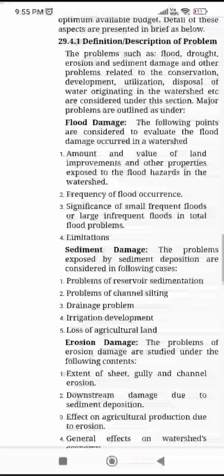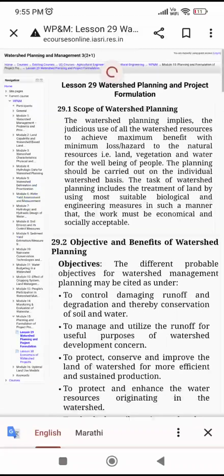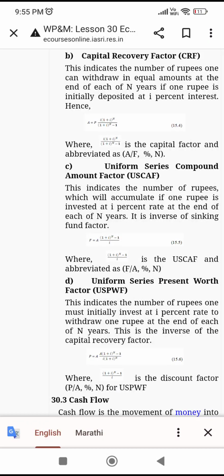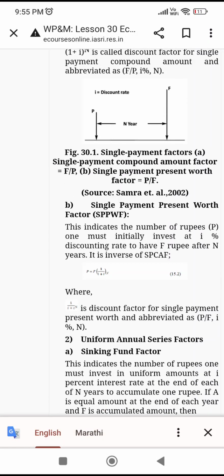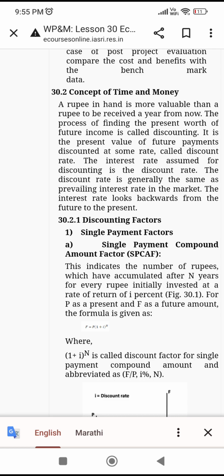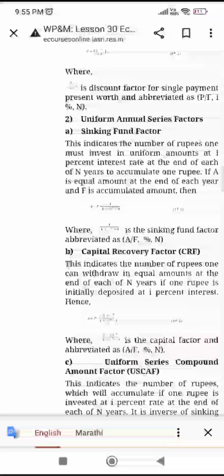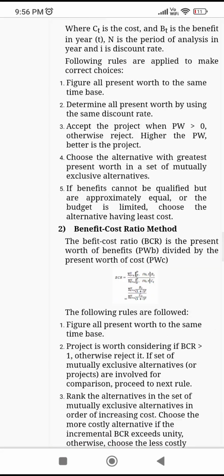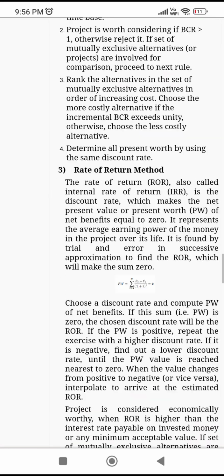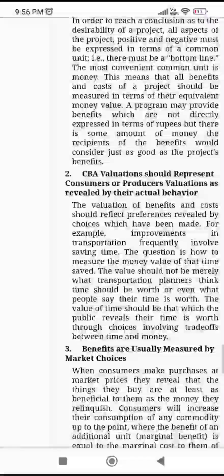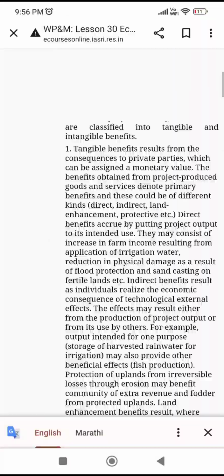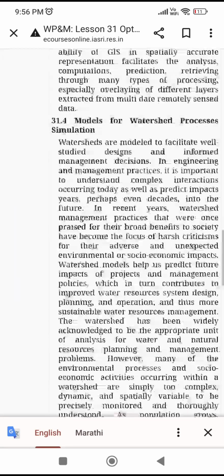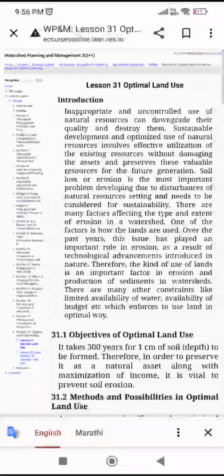Then what are the benefits? In this case there is no point to prepare questions from this. Here discounting factors, just go through this. Capital recovery factor, these points, discounting factors. Once you go through benefit cost ratio, then rate of return method, just see, don't go too much deep because you can't expect any question from this topic.